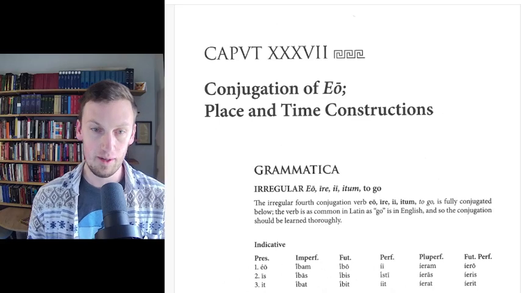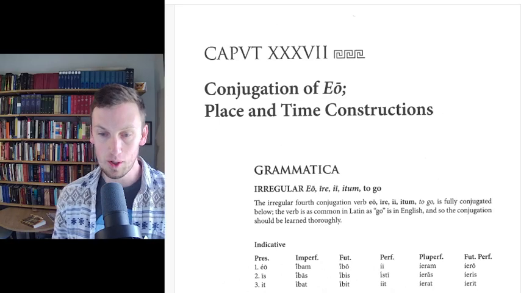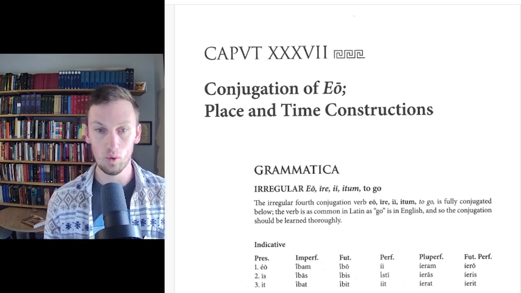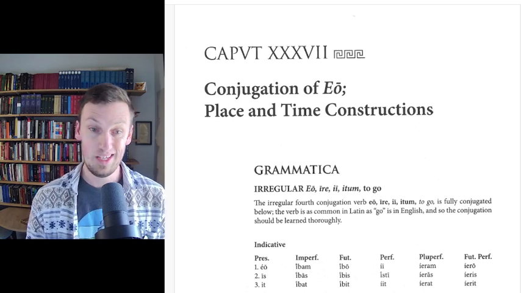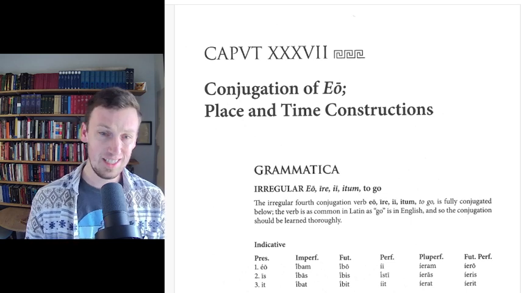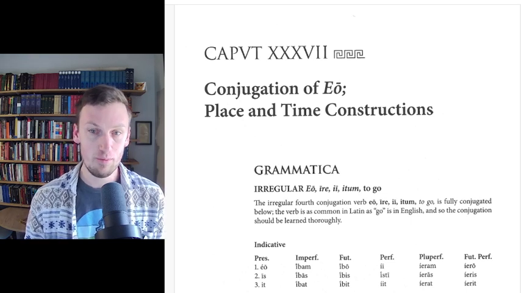Chapter 37 is one morphological irregularity and an assortment of syntax. So, first, the verb to go, eo. This is an irregular verb. It looks a little weird, but it's actually more regular in some ways than you might first think.